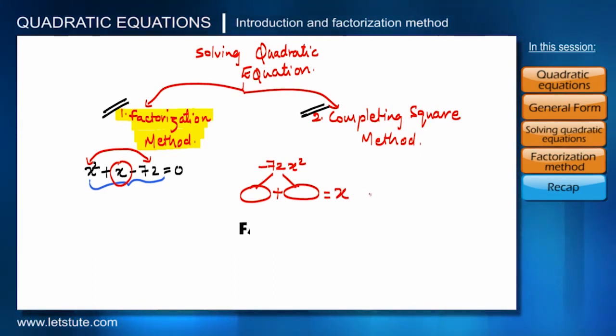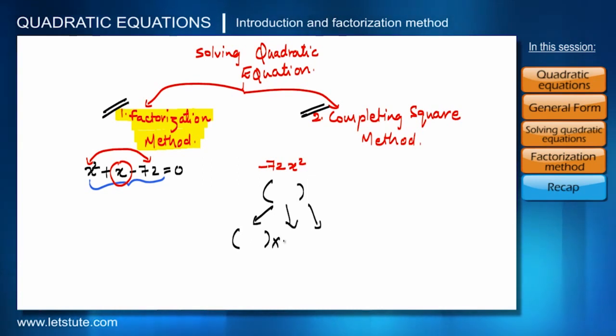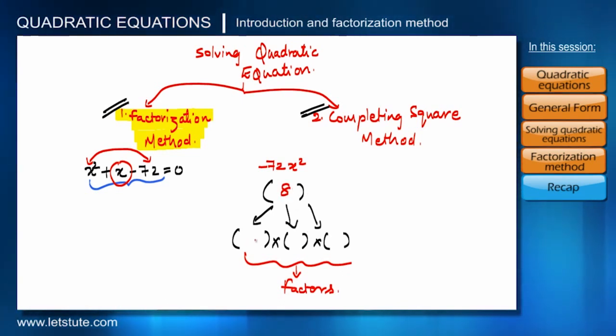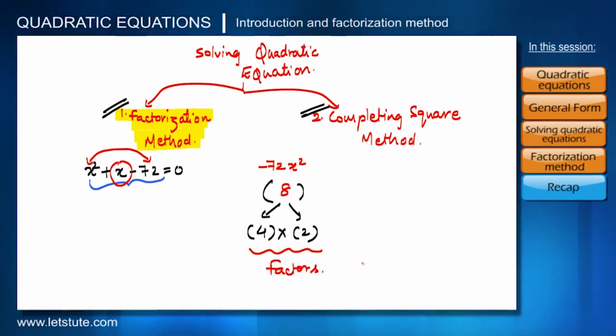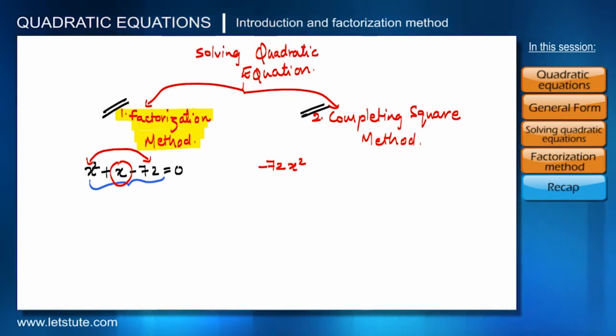Now you must be wondering what the factors are all about. Let me tell you. When we express any number in terms of a product of numbers, then those numbers are called factors. Like for example, if 8 is there, I can write it as 2 into 2 into 2. Then 2 is a factor of 8. Similarly, I can write this 8 as a product of two numbers like 4 into 2. So 4 and 2 are also called factors. I hope you understood what the factors are.